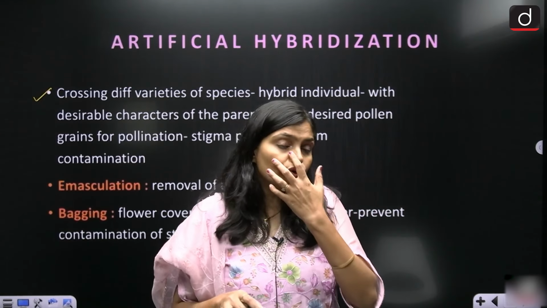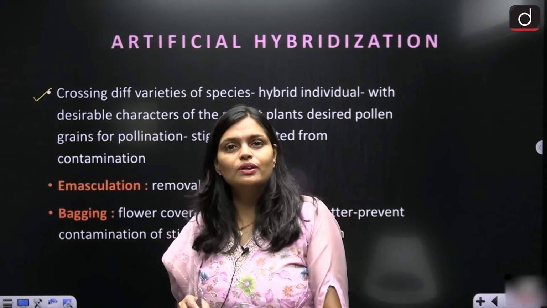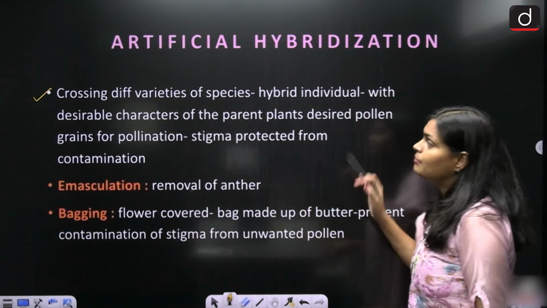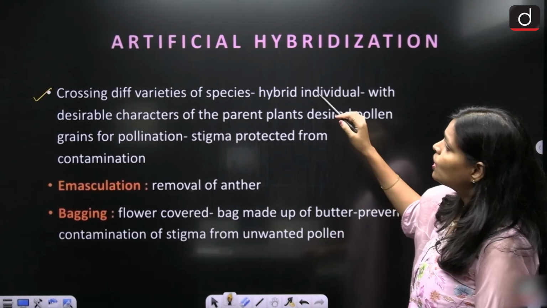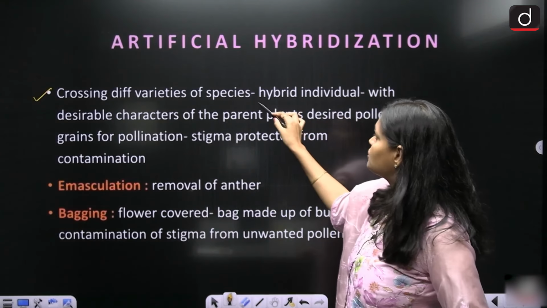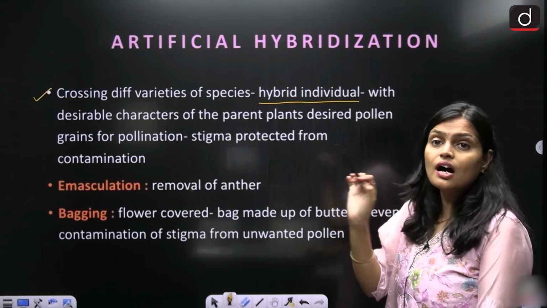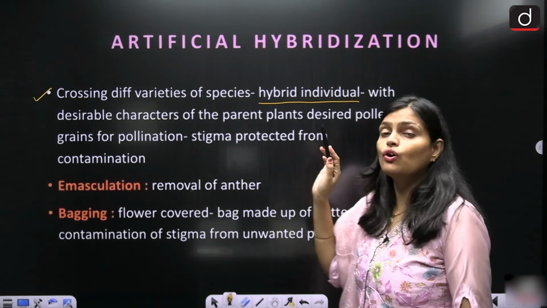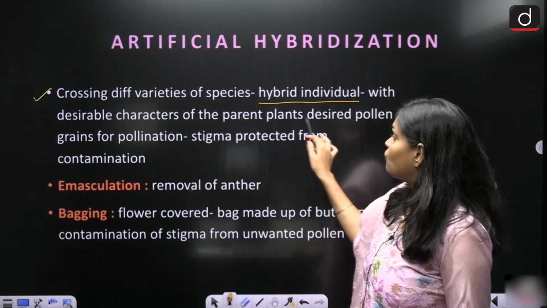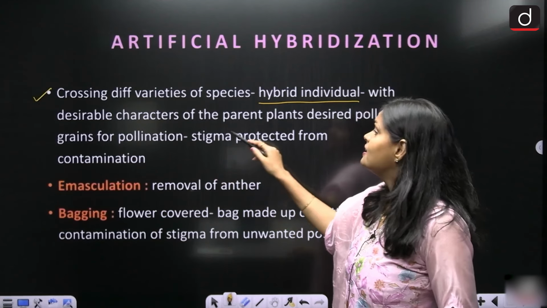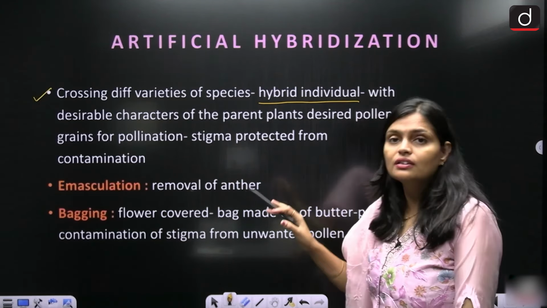Okay, you are forcing them to undergo cross-fertilization. This is what artificial hybridization is. Crossing different varieties of species, creating a hybrid individual with a desirable character, whatever the character you want of the parent plant, desired pollen grain for pollination, stigma protected from contamination.